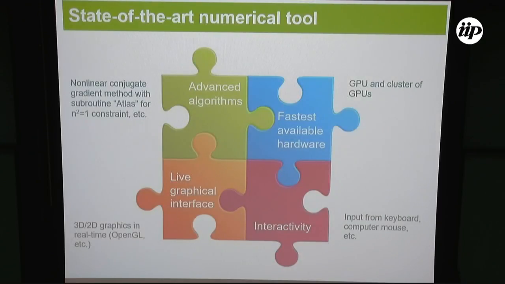And how will we try to solve this Hamiltonian? It is a very complicated nonlinear problem. One of the best ways is, of course, to use numerical techniques. And this is a very simple scheme from my point of view. What is the state-of-the-art numerical tool? There are four very important components.